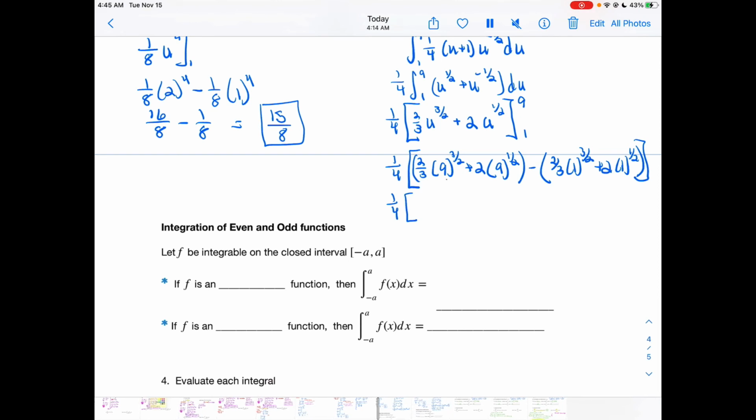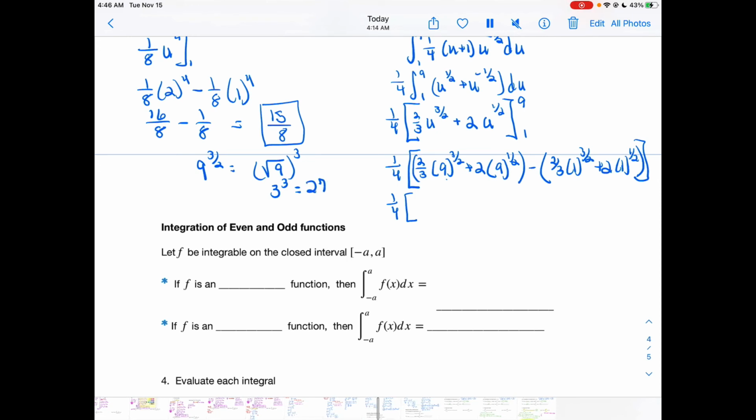So first we've got to figure out what 9 to the 3/2 is. Okay, so that's the square root of 9 quantity cubed. And so the square root of 9 is 3, so it's actually just 3 cubed, which is 27. And then we take 27 times 2/3.